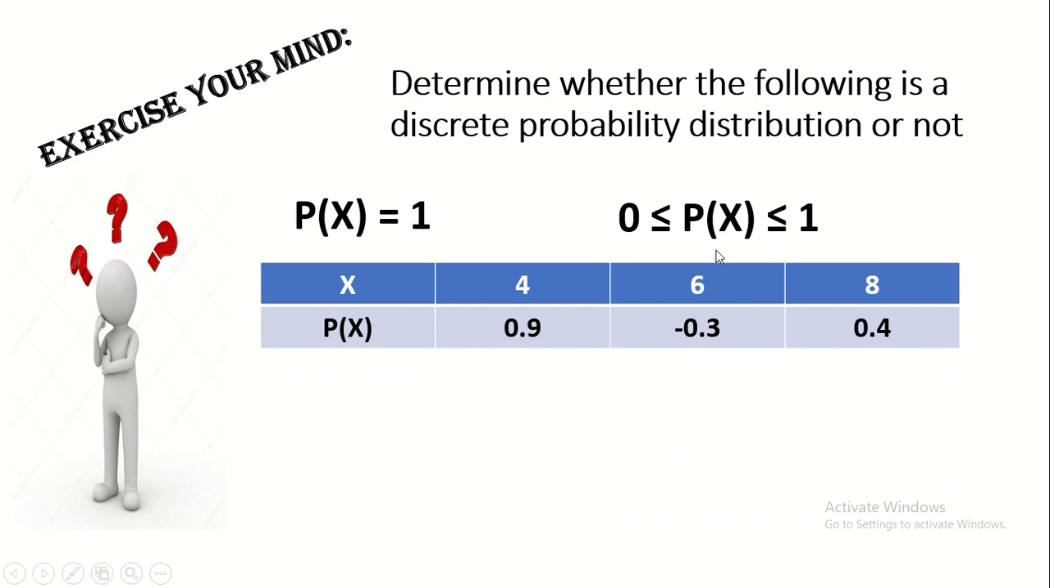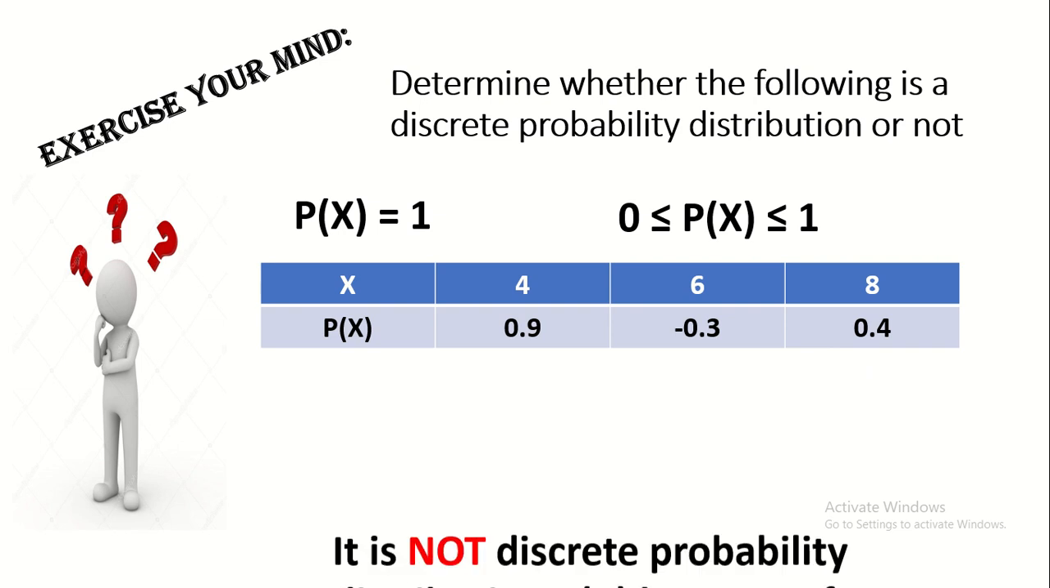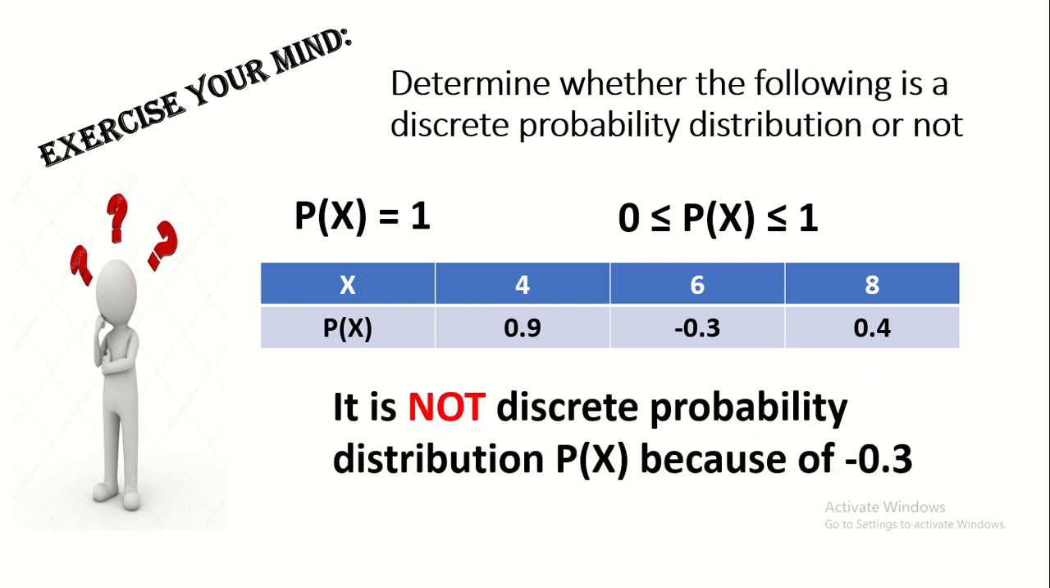Okay. So, we have the outcomes 4, 6, and 8. The P of x, 0.9, negative 0.3, 0.4. So, ano nga ba siya? Discrete probability distribution or not? Yes, it is not a discrete probability distribution because one of the P of X is negative 0.3.